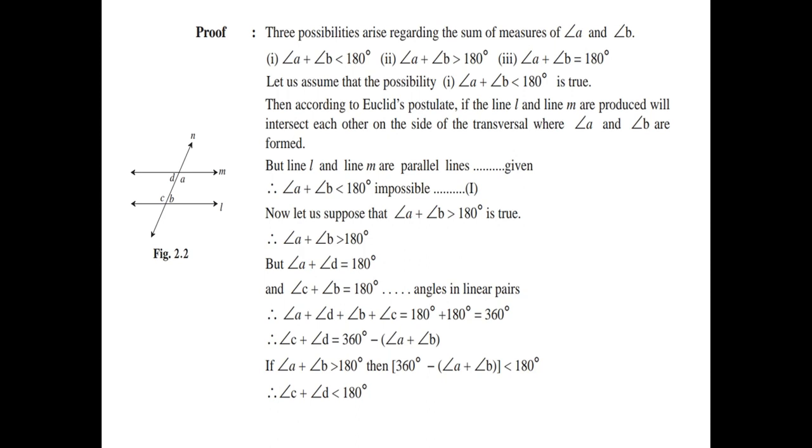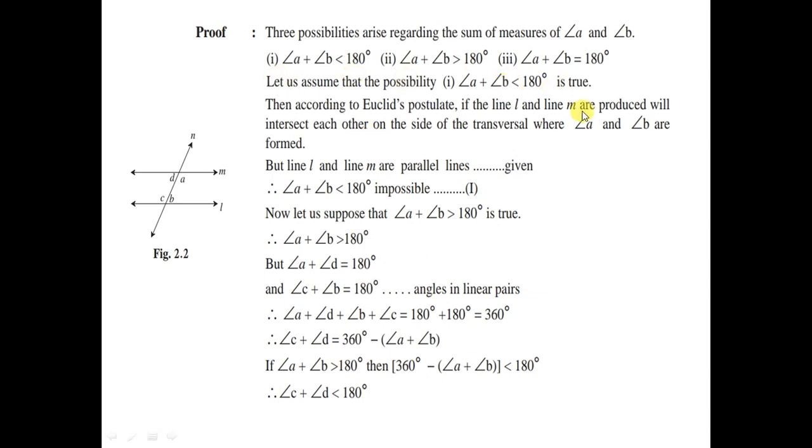So let's start with the first possibility. Let us assume that angle A plus angle B is less than 180 degrees is true. This is called an indirect proof, where we take the wrong statement first and prove it to be wrong, and then we automatically get the correct statement. So first we are going to assume that the first statement is correct, that the sum of angle A and angle B is less than 180 degrees. There is something called Euclid's postulate.